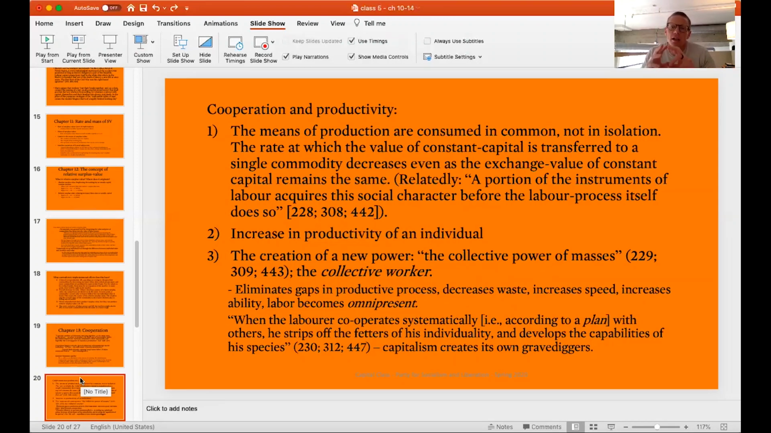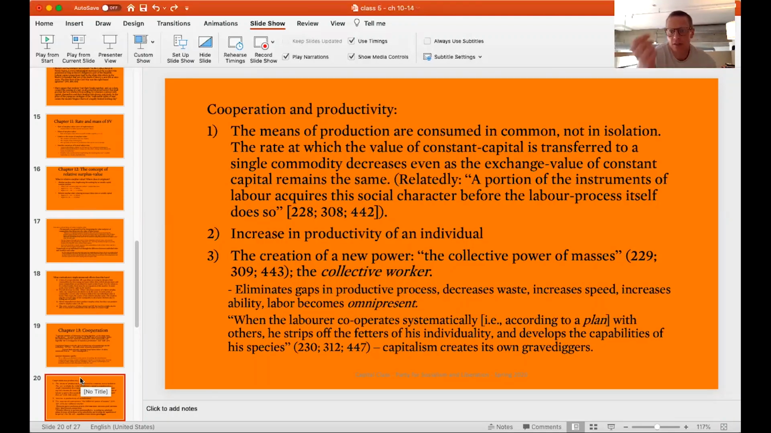So one of the things capital does with cooperation is it increasingly subjects it to scientific command, and the study of it, which will really intensify in the early 20th century. And this eliminates gaps in production processes. It decreases waste, it increases speed, and it increases ability. So labor becomes omnipresent. Here we see that labor is really occupying every pore of that production process.